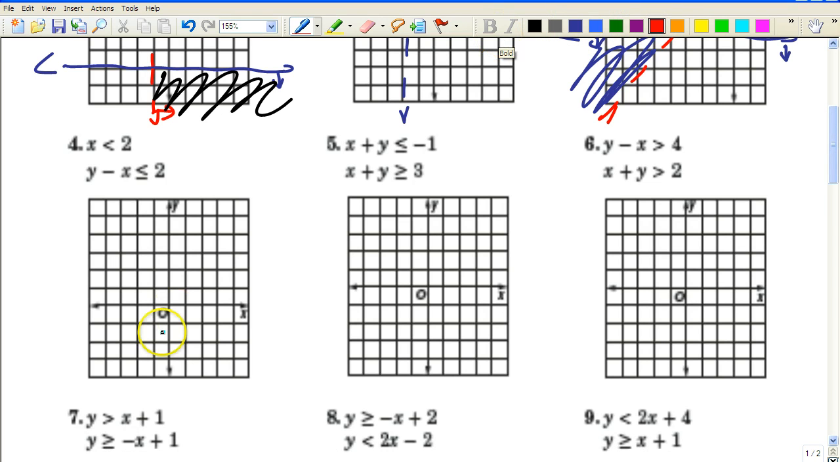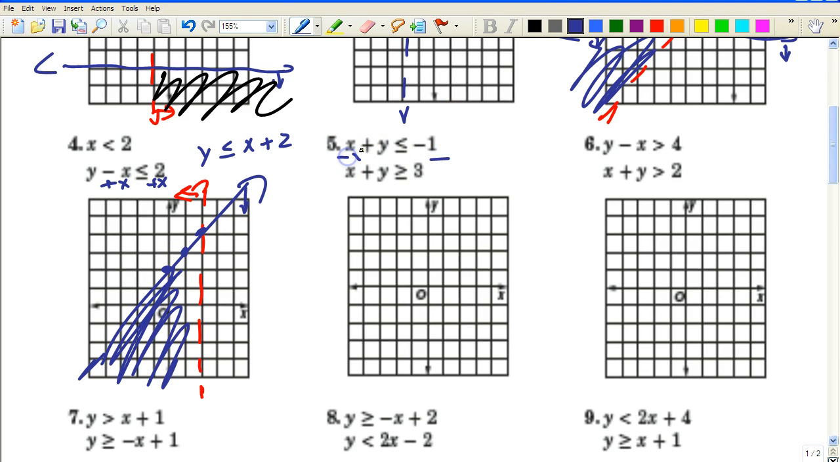Alright, x is less than 2. X is 2 is going to be here. Less than is going to be to the left. I'm going to solve this one for y so we can actually see it. So y is +2, and then up 1, right 1, up 1, right 1. It's going to be a solid line, and it's less than, so we're going to go down, so it's this corner.